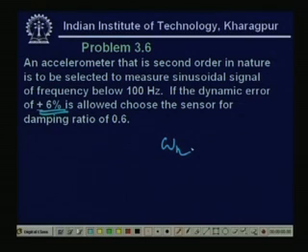And I will remind you that problem number 3.4, the instrument is first order. Problem number 3.5 is also a first order system, whereas problem number 3.6 is a second order system. So, with this I come to the end of lesson 3.